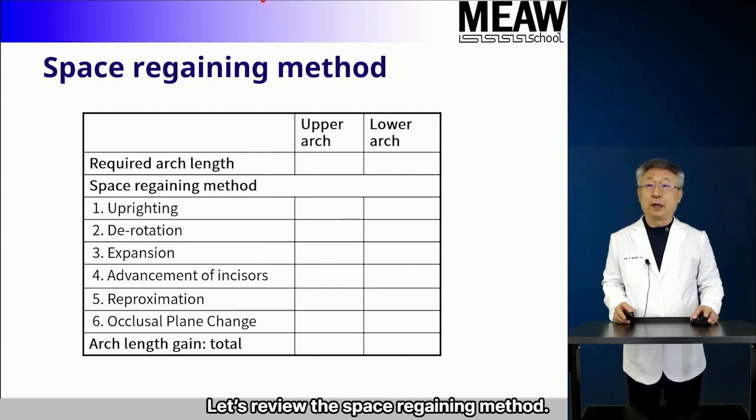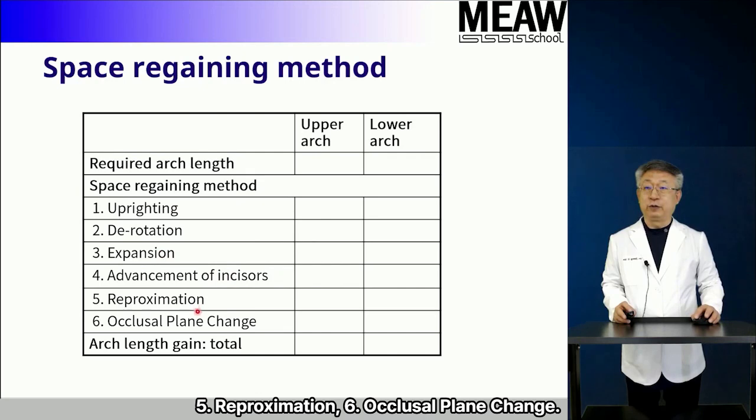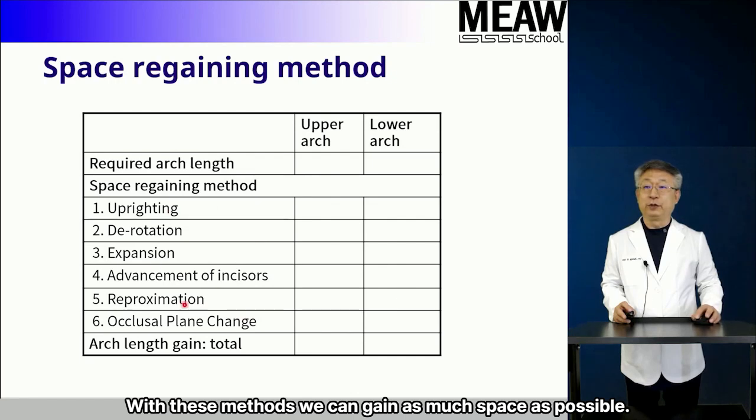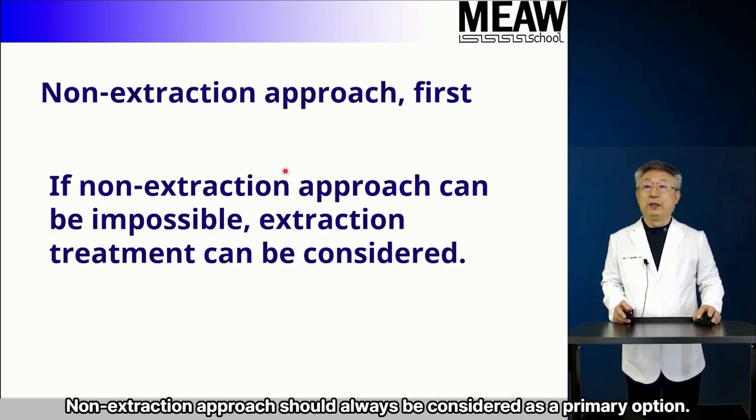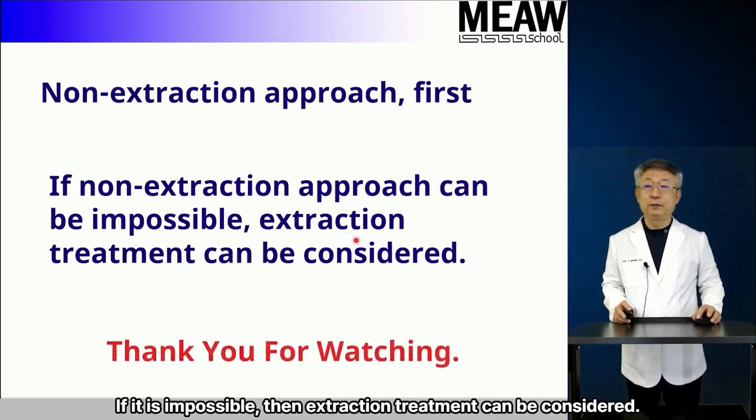Let's review the space regaining methods. 1. Uprighting 2. Derotation 3. Expansion 4. Advancement of incisors 5. Reproximation 6. Occlusal plane change. With these methods we can gain as much space as possible. Non-extraction approach should always be considered as a primary option. If it is impossible, then extraction treatment can be considered. Thank you for watching.